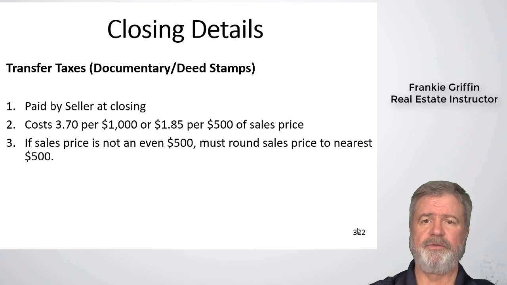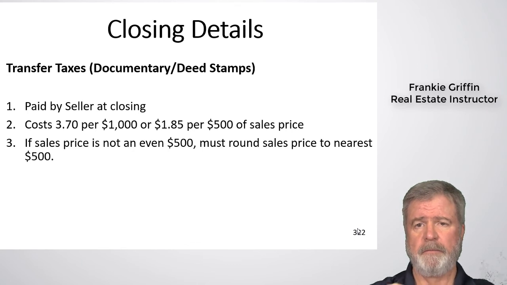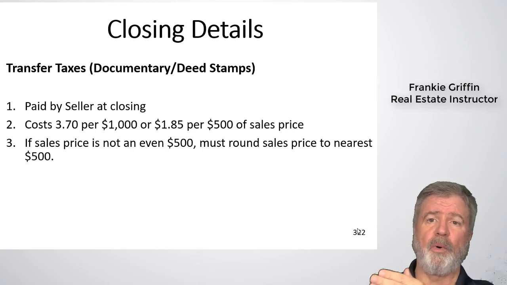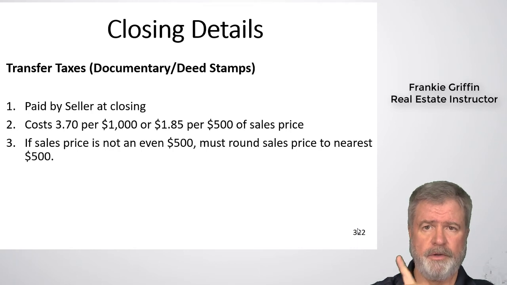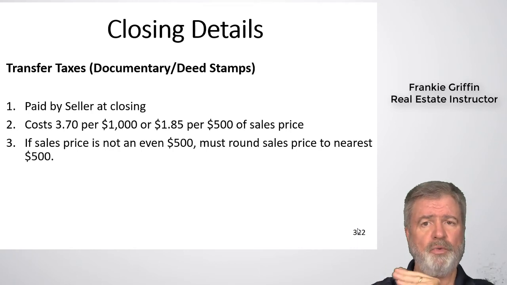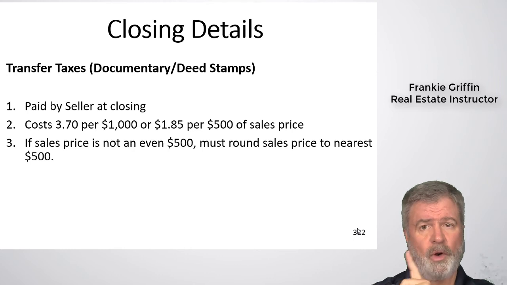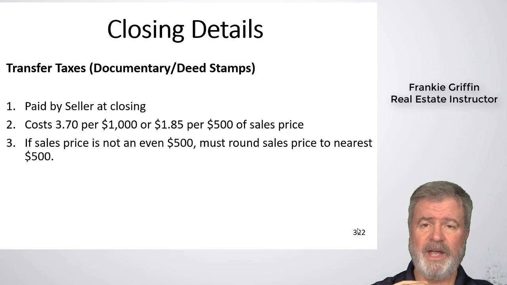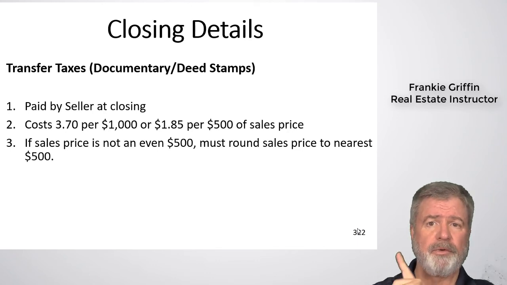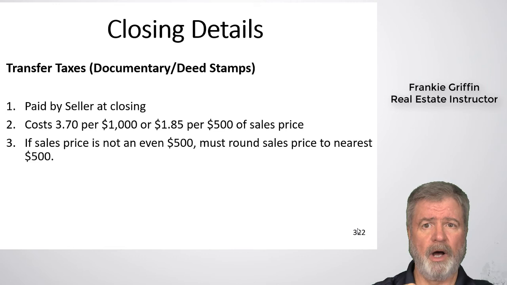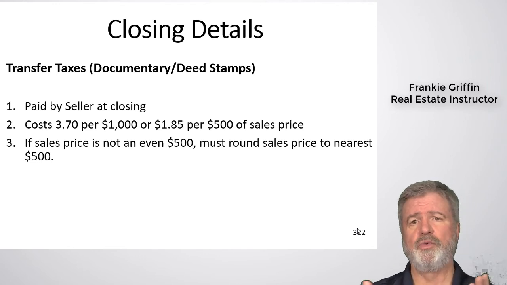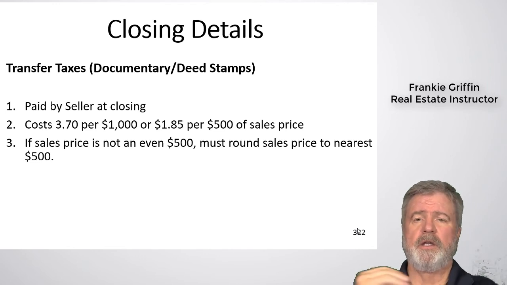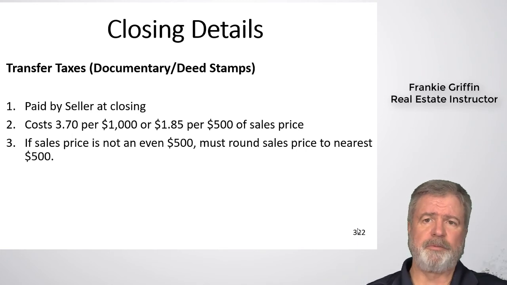All right. And then lastly, before we do the question, if you look at paragraph 3 here, if the sales price is not an even 500, then you must round the sales price up to the nearest 500. You never round down. Y'all, if you ever round down, you're going to have the wrong answer. So if you have to round, you must round up, and you'll round up to the nearest 500. Y'all, here's what we're talking about. Again, the only time you'll have to round the sales price is if it's not an even 500.